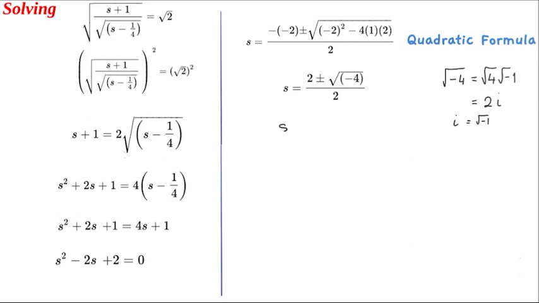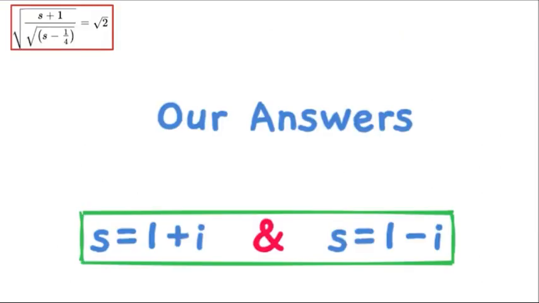So s is equal to 2 plus or minus 2i all over 2. And now let's factor out the 2s. We'll get 1 plus or minus i. And finally, our answers for the radical equation are s is equal to 1 plus i and s is equal to 1 minus i.